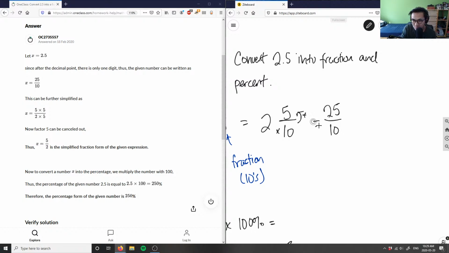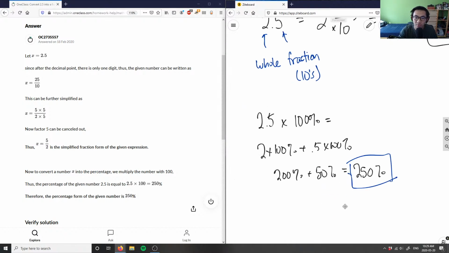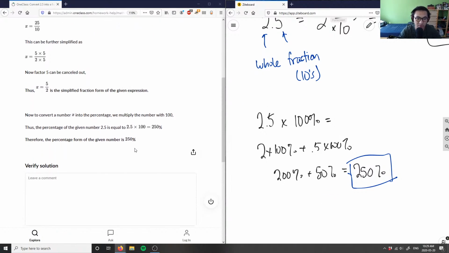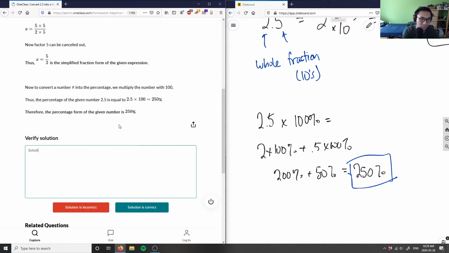25 over 10, if I were to reduce in lowest terms, I would basically divide them by the greatest common factor. 25 and 10, the greatest common factor in this case is 5. So this is going to equal 25 divided by 5 here is 5, and 10 divided by 5 here is 2. So you get 5 over 2 here is the reduced form of the fraction, and they got 5 over 2 as well, which is actually really, really good. And 250% is our percentage form of the given number. So the solution here is correct.